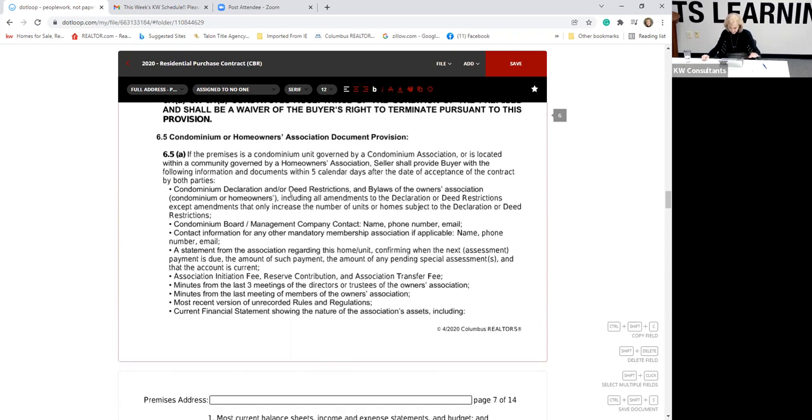Okay, so 6.5, and I love this because it's so spelled out. That's about condominium or homeowners association document provision. That says everything that the seller has to provide to the buyer, and it gives them a time frame. And just FYI, in our documents for listing a property, I have these all written up so that when you go list a condominium, you give that to your seller and say, these are the items the buyer's going to want. So kind of warn them up front.